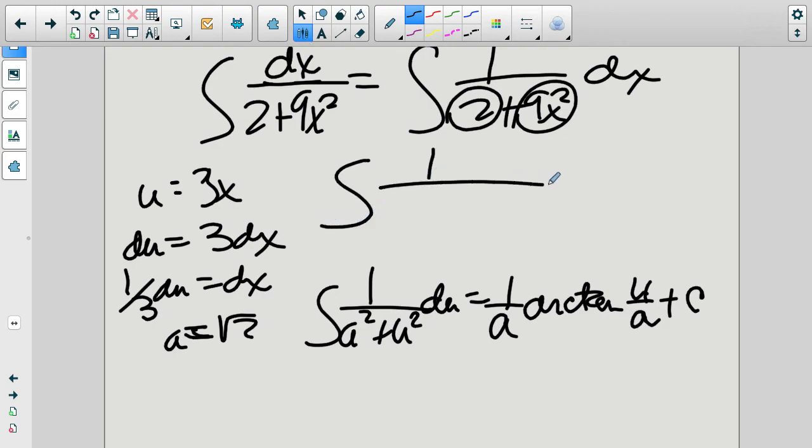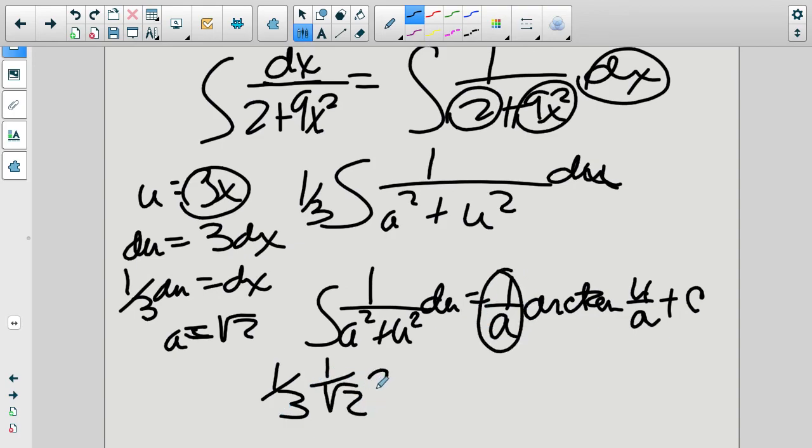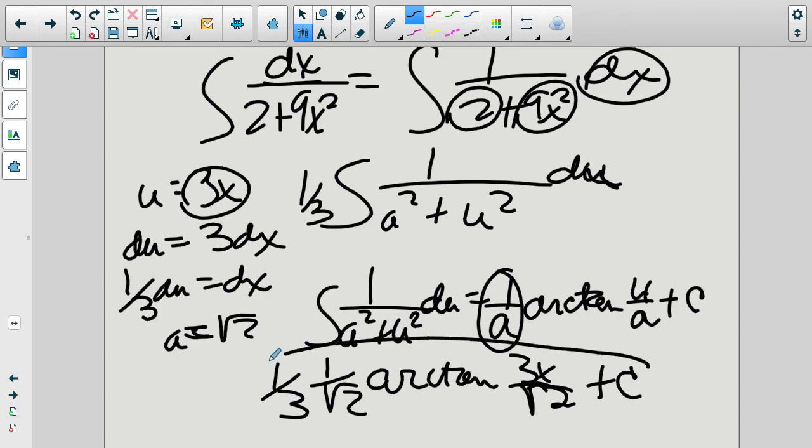This is the integral of 1 over a squared plus u squared, and if u is 3x, then dx is 1/3 du. So what I did here is I took out dx and I put in 1/3 du, and I have 1 over a squared plus u squared, and now I'm ready for my pattern. So I already have this 1/3 here. Then my pattern tells me 1 over a arc tan of u over a. U is identified 3x over a, which is square root of 2, plus c. You can leave your square root in the bottom. And that would be your answer.